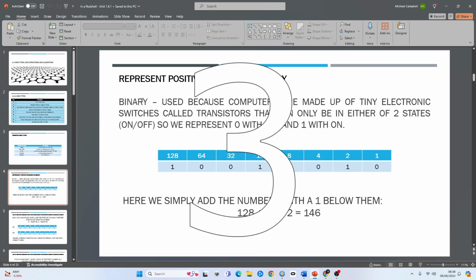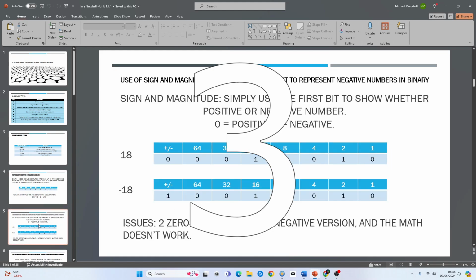Representing positive integers in binary, well, obviously, you should know by now that it goes 1, 2, 4, 8, 16, 32, 64, 128 and doubles continuously. And you just have a 1 below the numbers that you're going to use to add up to make the decimal or denary number. Very simple. Okay, not going to go on about that too much.